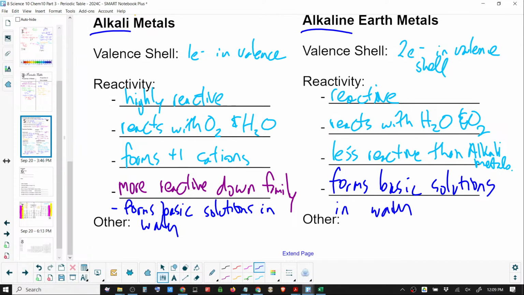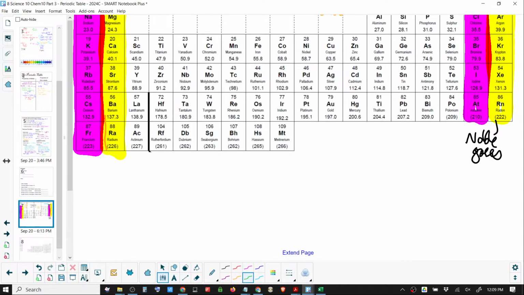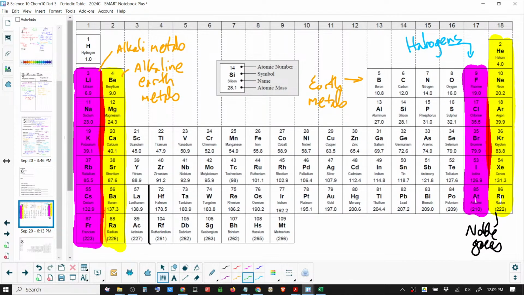And it has two electrons in the valence shell. So it forms +2 cations. Oh, we missed it off of here. What kind of cations will the alkaline earth metals form? +2. And then as we go across, these ones are basic, alkali metals, alkaline earth metals, and then these ones no longer really form basic solutions, so they're just known as the earth metals.